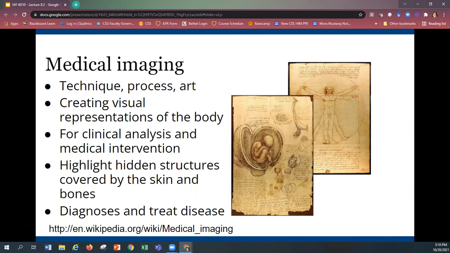So first, medical imaging is a technique or process, and in the early days it was considered an art, but it's the process for creating visual representations of the human body. These representations are intended for clinical analysis and medical intervention by highlighting hidden structures within the body and for the diagnosis and treatment of disease. And to be most useful, such medical images need to be tied to a specific patient, and that patient has a specific condition.